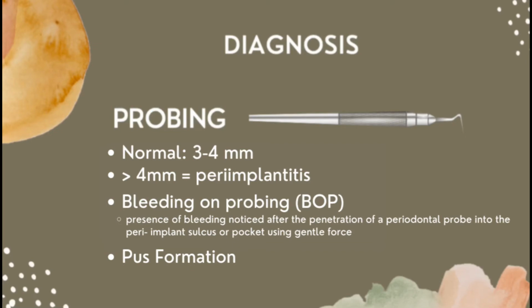For the diagnosis of periimplantitis, we have probing, the radiograph, and microbial monitoring. For probing, if it's greater than 4 mm, then it indicates periimplantitis. And if there's bleeding after the penetration of the periodontal probe into the peri-implant sulcus or pocket using gentle force, then this is also a good clinical parameter for identifying periimplantitis. The presence of suppuration or pus formation upon probing is also included.